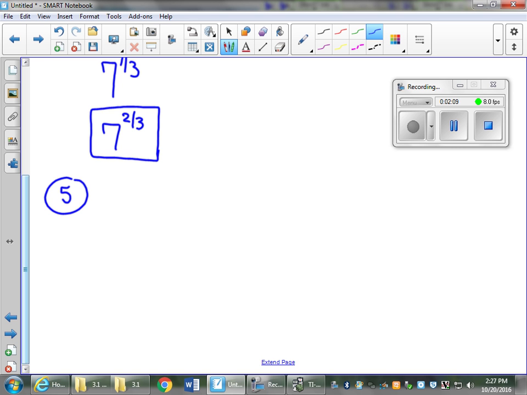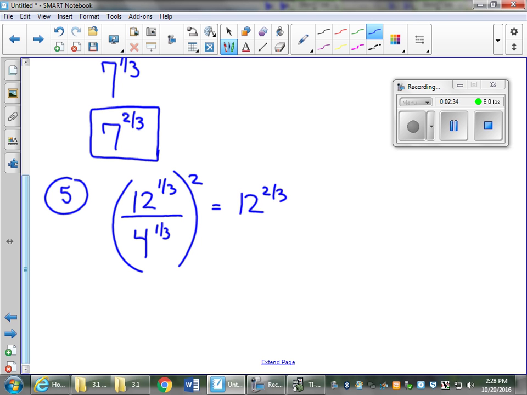Okay, let's try this one. We're going to have 12 to the 1/3 over 4 to the 1/3, all squared. There's multiple ways that you could do this one. What I'm going to do first is I don't like that exponent on the outside, so I'm going to distribute it. So I'll get 12 to the 2/3 over 4 to the 2/3.